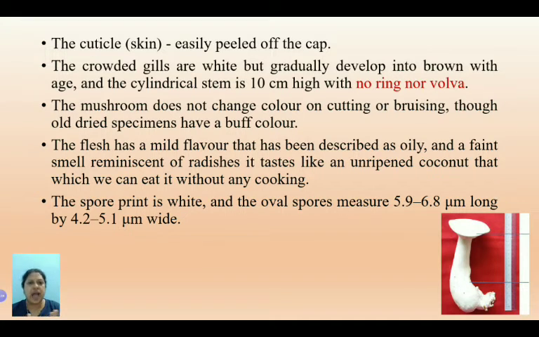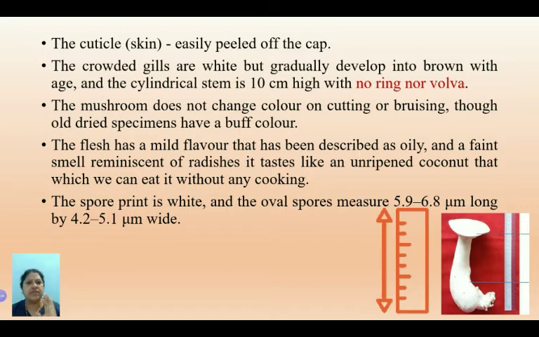Instead, it is absent. And you can see a thin layer on the surface of the mushroom, and that is called the cuticle, and it can be easily peeled off. It can be just removed like that. And you can see the gills. The gills are very much crowded. They are white in color, and then they develop into brown. The stem will also be 10 centimeters in height. There is no ring nor volva.